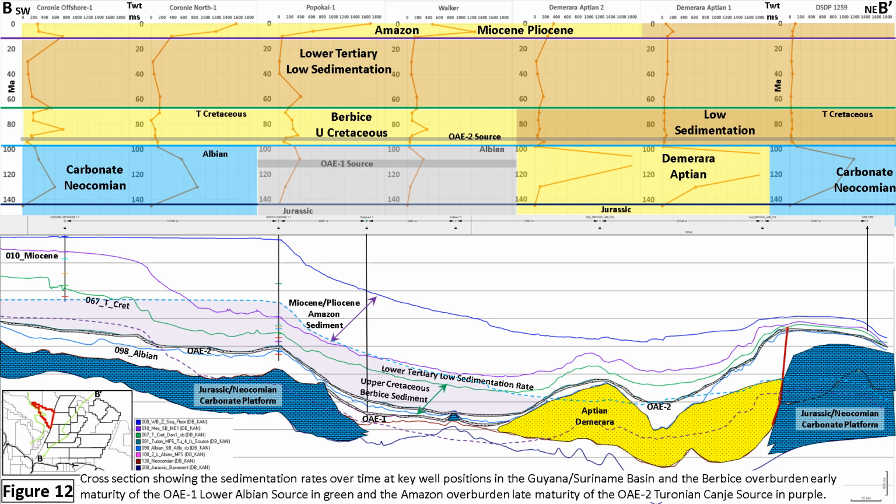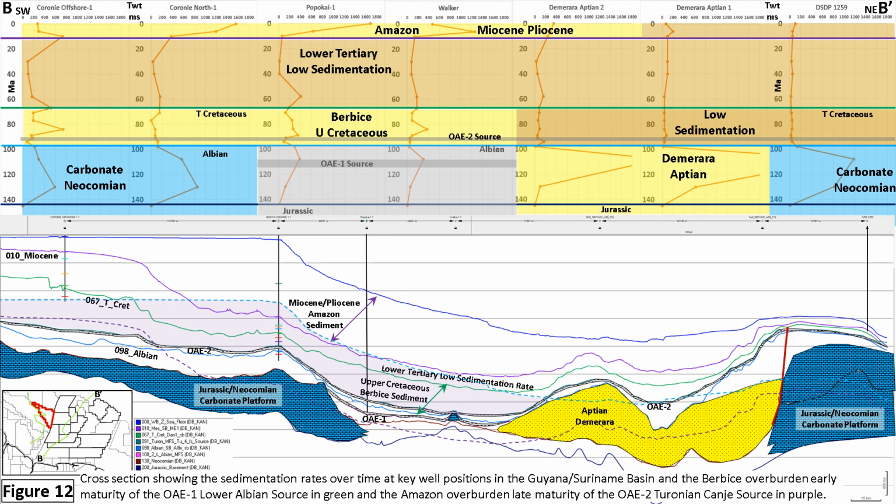I've also shown on both of these cross-sections a dashed blue line here, which is 2.5 seconds below mudline, to use as a proxy for where that source rock would be mature. Again, the same story. The rates of carbonate sedimentation are fairly high. The sedimentation in the deeper basin is low.